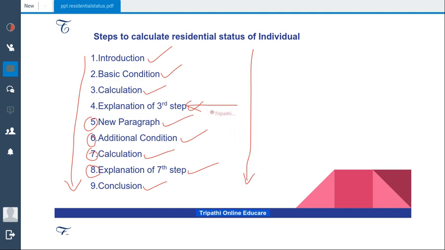Okay, so what will happen if you come to know that he is NRI in this step?